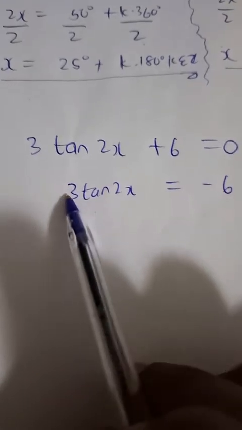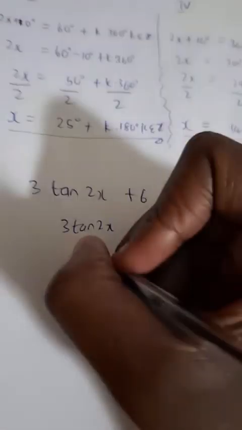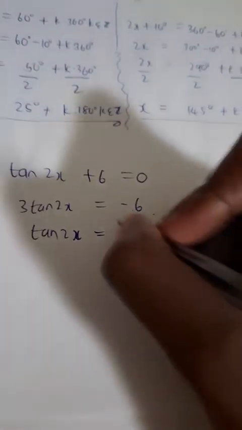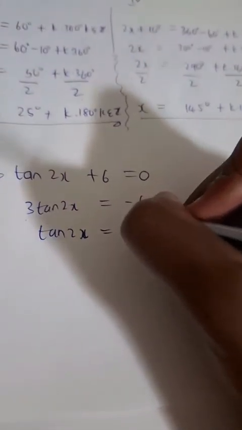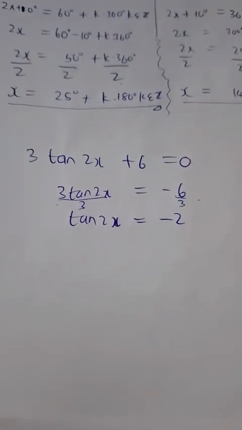Then we divide both sides by what? Because the coefficient of tan 2x is 3. Divide both sides by 3. So we get tan 2x. If we divide by 3 on both sides, the 3 goes here. And here 6 divided by negative 3 is negative 2. Do you guys understand? So you divide both sides by 3, and we get tan 2x is equal to negative 2.